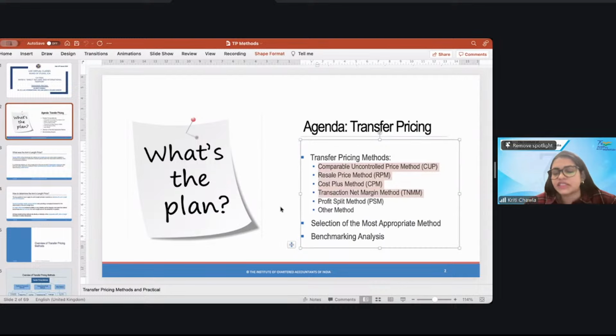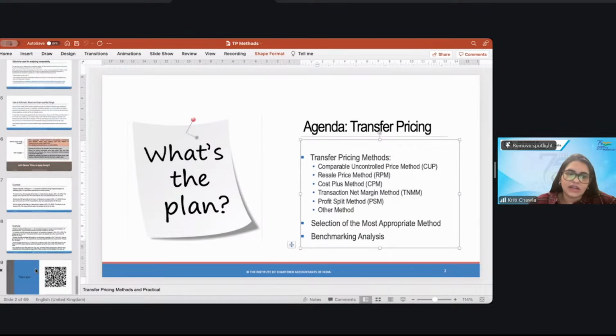So these were the four methods that we discussed in the last lecture. Today we'll discuss the two other methods that are there. Then we'll discuss some practice questions that I have for you, which are on the concept of transfer pricing methods. We'll also discuss how do you select a particular method. So what is the criteria for selection of the most appropriate method? And finally, we'll discuss something called benchmarking analysis for today. So our agenda for today is going to be finishing this particular slide deck.